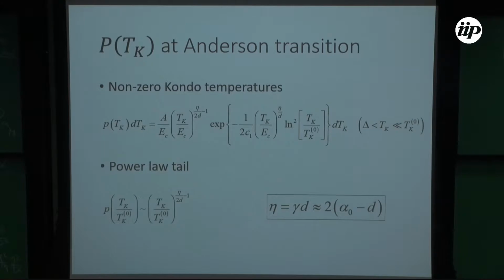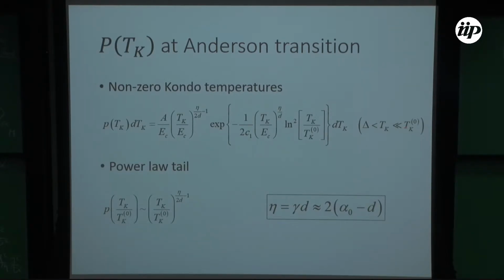Stefan's prediction. Okay, this is the full distribution that Stefan predicts at the metal insulator transition. There's a power law tail. This is what we're trying to find for low TK. The exponent eta is related to this alpha 0. We know the value of alpha 0, so we'll know the value of eta to expect.